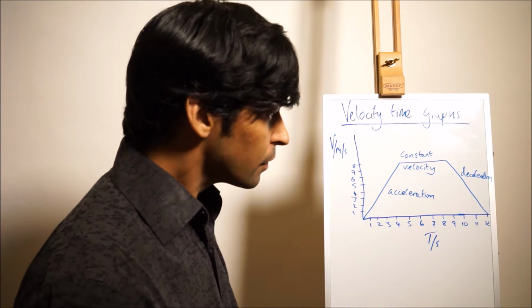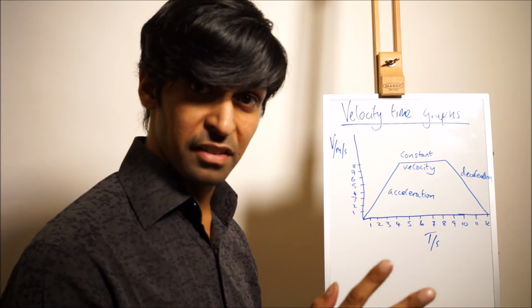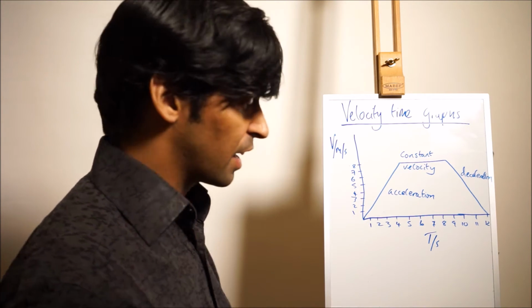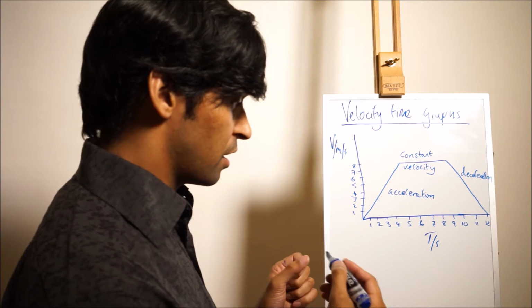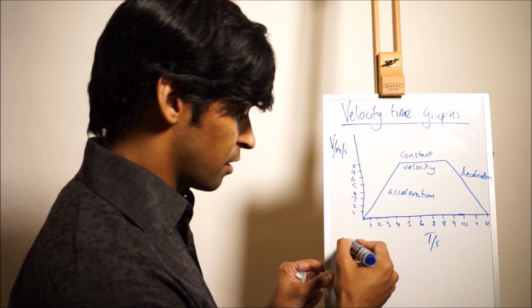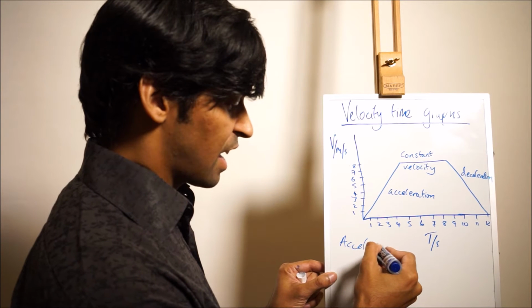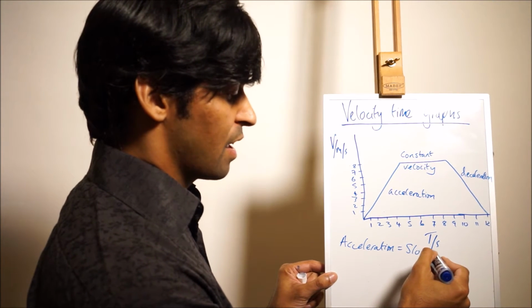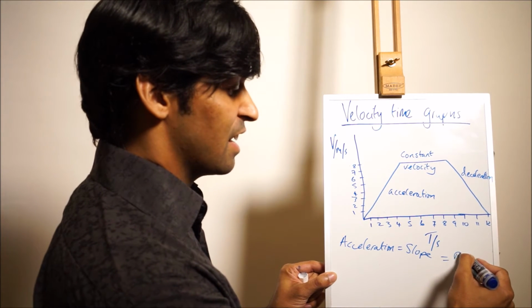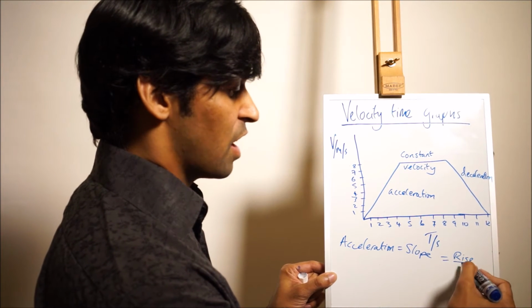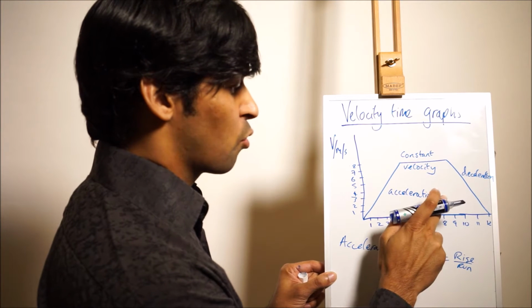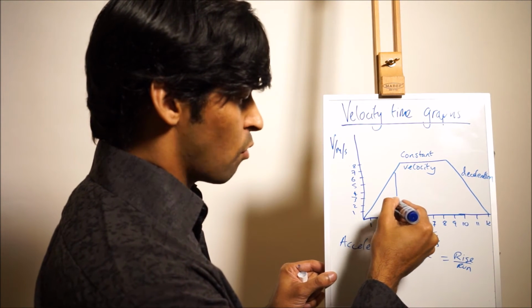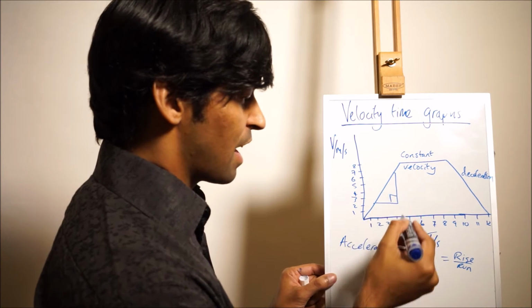Okay? Now, there's two things that you must be able to do on a velocity time graph. The first thing is to work out the acceleration. Now, the acceleration is, in this case, slope. And to work out the slope, it is rise divided by run. Just to quickly recap, you just draw a right-angled triangle. Remember, it doesn't matter how big.